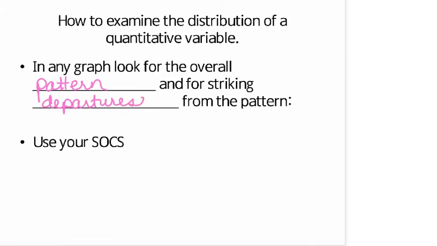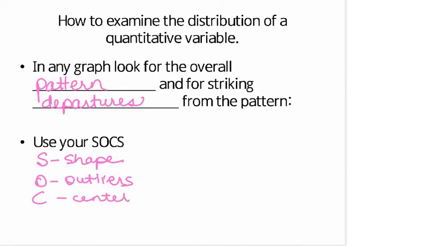And when we are looking at a graph of quantitative variables, we're going to use our SOCS. SOCS stands for S, shape, O, outliers, C, center, and S, spread. Shape, outlier, center, spread. We'll be going over each of these.